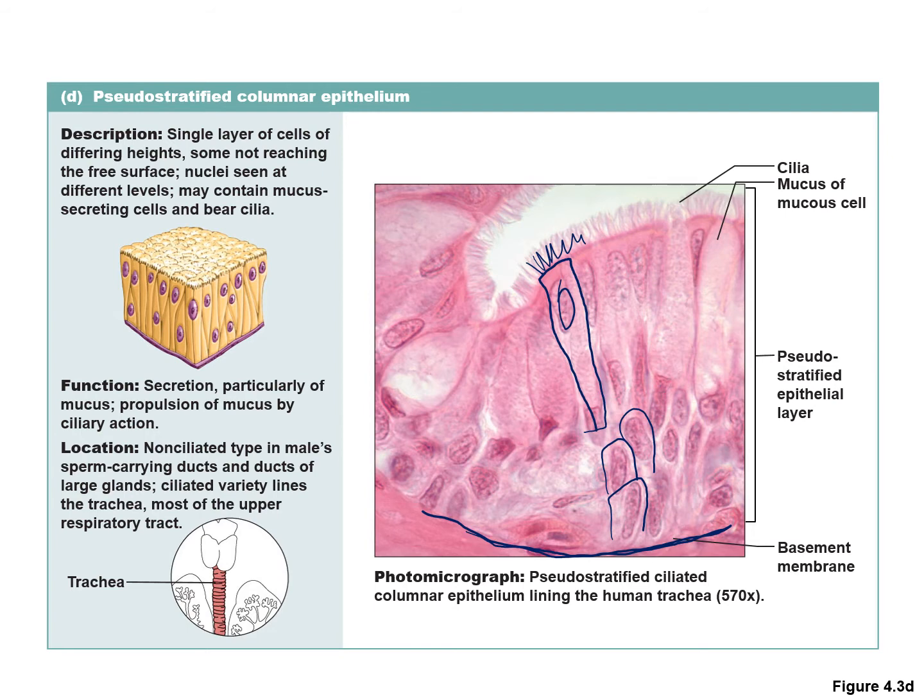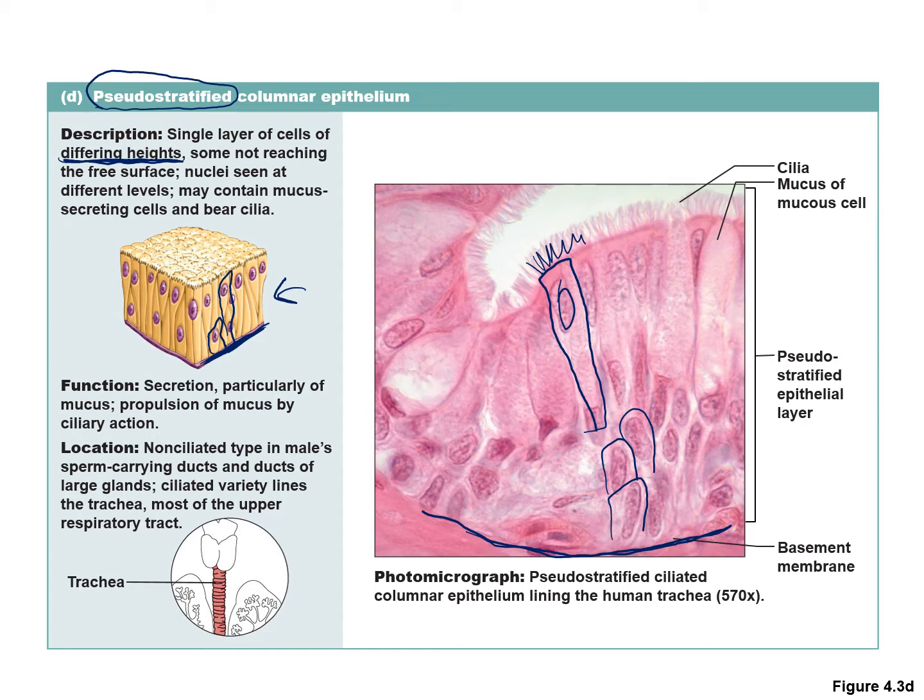If you look at this diagram right here, you can see that every single cell touches the basement membrane. It's just that some cells are short and some cells are tall, but every single cell touches the basement membrane. So it cannot be stratified. That's why we call it pseudo, and pseudo means falsely stratified. It just looks like stratified, but it's actually one layer of cells, and because they are all different heights, it gives us a stratified appearance.